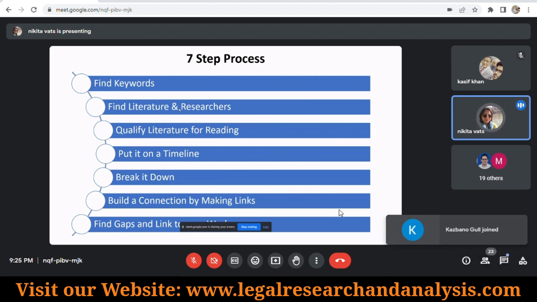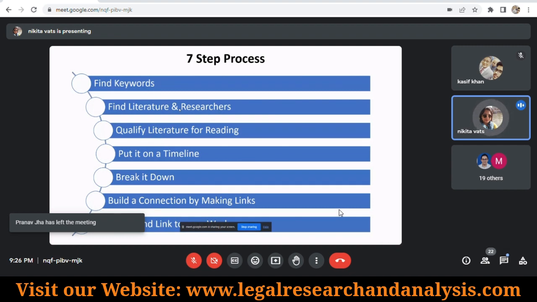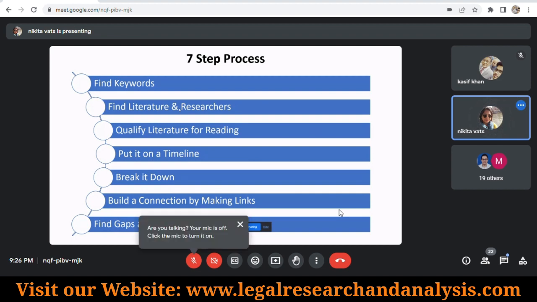Then you have to qualify the literature for reading. So for example, there were like 92,000 things that appeared on UCC. You cannot read all the 92,000, right? So you have to segregate it, cut it down to what exactly is important for you, what resonates with your topic. Fourth is put it on a timeline. It is very important to have a timeline, otherwise you'll just be reviewing the literature, right?